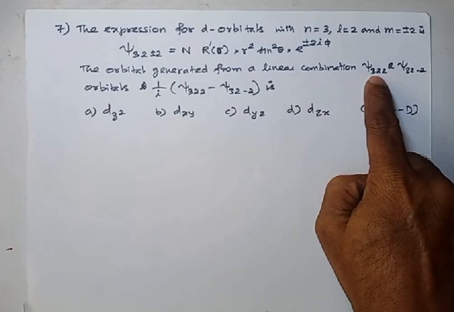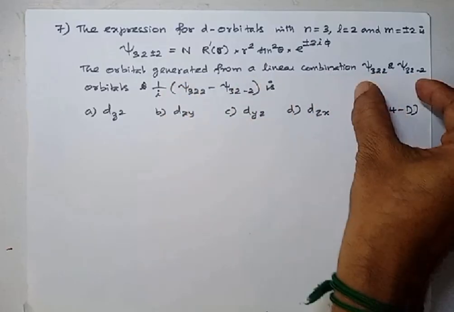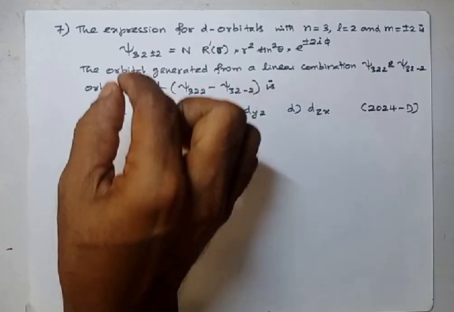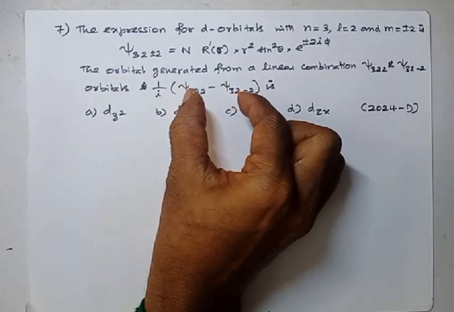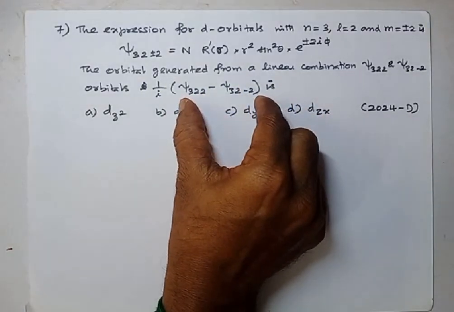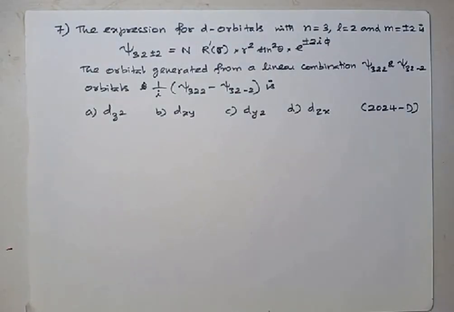See, n and l values are the same, m values are different. So now we should take the linear combination of these two. They have given a specific linear combination, 1 by i of psi 3, 2, 2 minus psi 3, 2, minus 2. This linear combination we should take. That linear combination corresponds to which d orbital? That we need to find out.